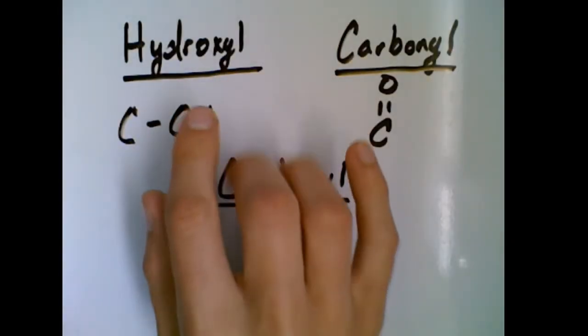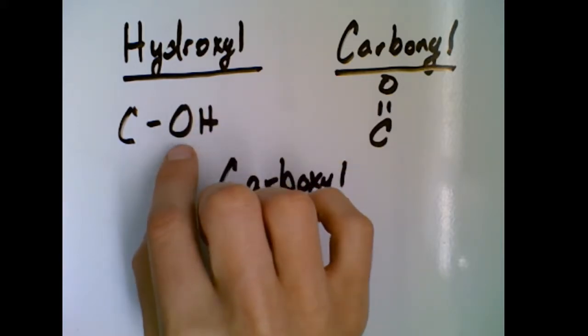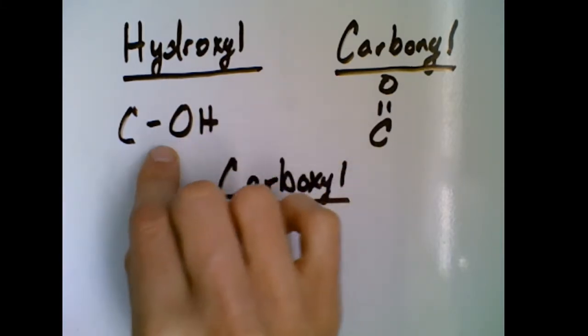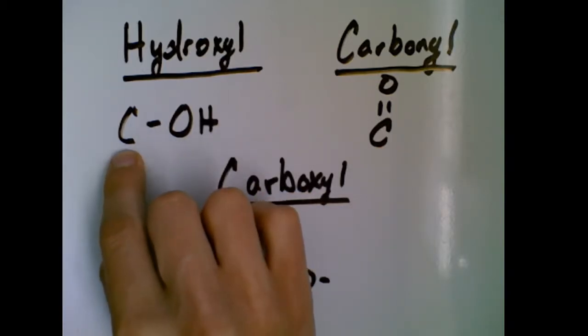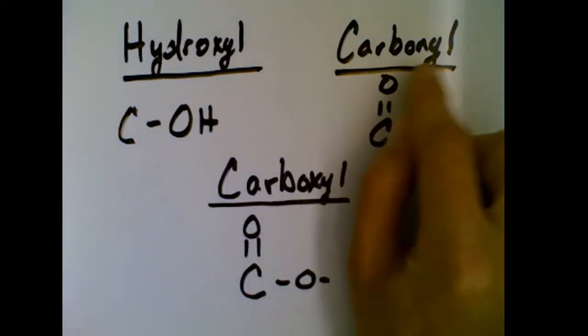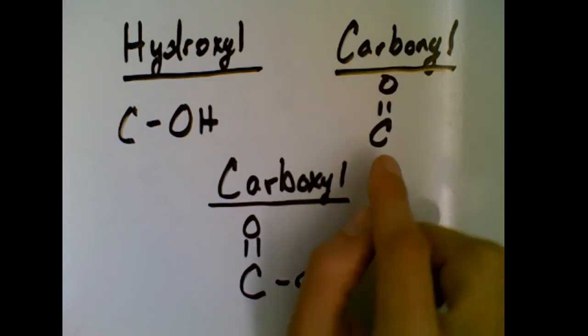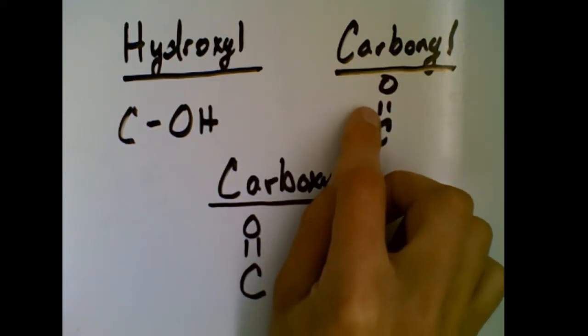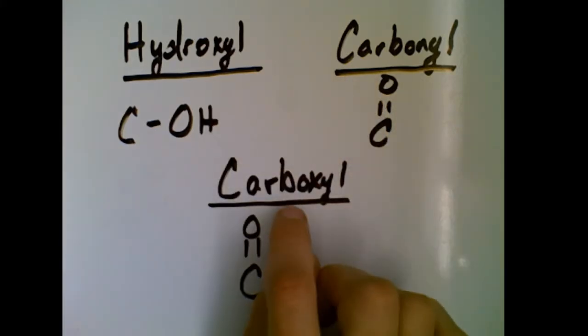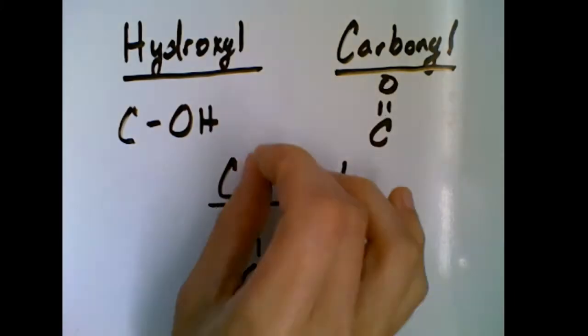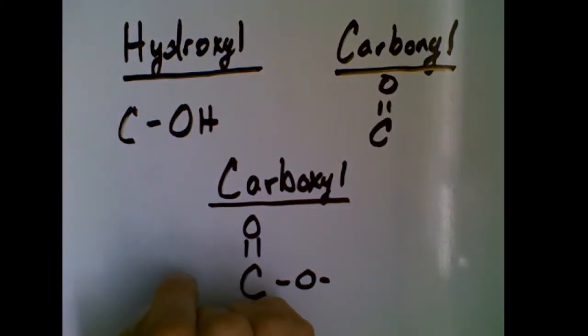So we've seen two functional groups in different molecules. One was a hydroxyl functional group, where you had an OH attached to a carbon. You also had a carbonyl functional group that has a carbon double bonded to an oxygen. And the new functional group that I want to introduce today is called the carboxyl, which is actually just kind of like a mashup between the hydroxyl and the carbonyl.